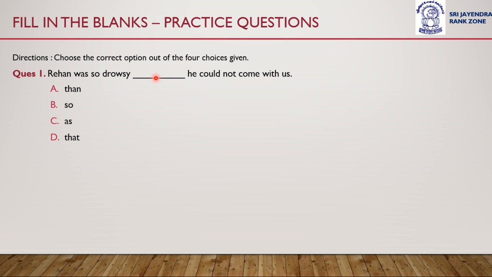Now you might have thought of a word that we can put. Then look at the options. Option A is then, option B is so, option C is as, and option D is that. So these are the options. Now compare these options with the word that you had in your own mind. You had initially thought of a word that you can put in this blank. Which of these options come closest to the word that you had thought of initially?